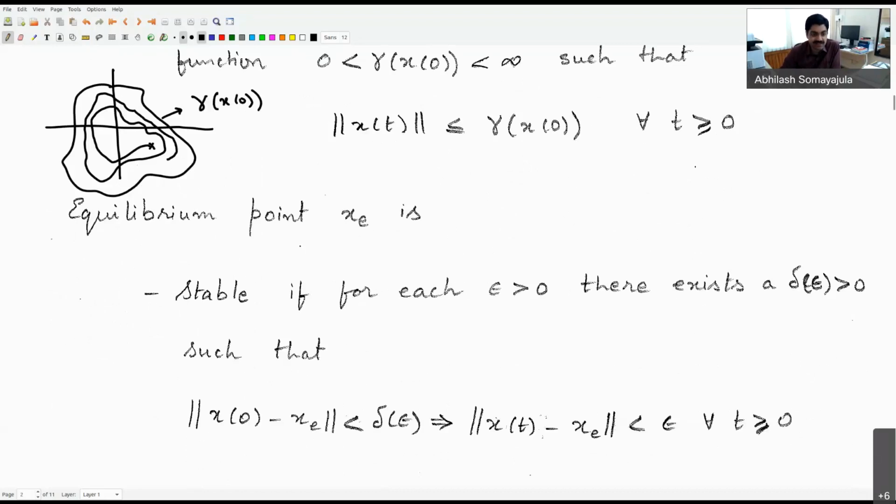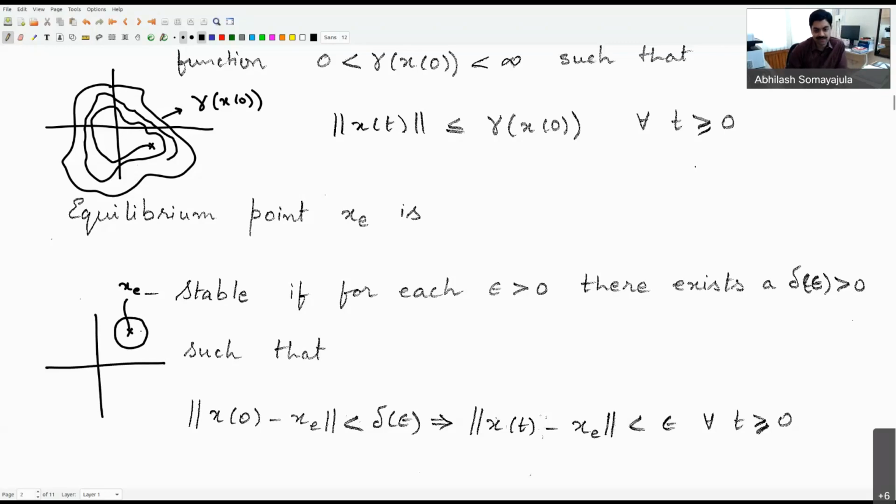So an equilibrium point xe is stable if for each epsilon greater than 0, there exists a delta greater than 0 such that |x0 minus xe| less than delta implies |x(t) minus xe| less than epsilon. Now, this definition can seem a little out of place, but what it essentially means is that suppose I have xe as a point here.